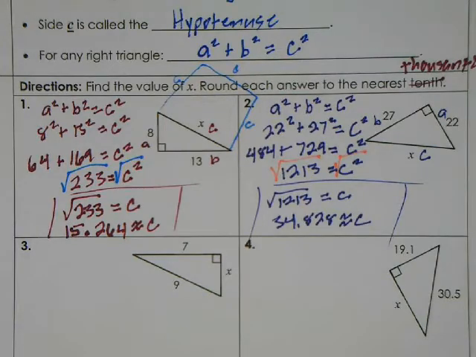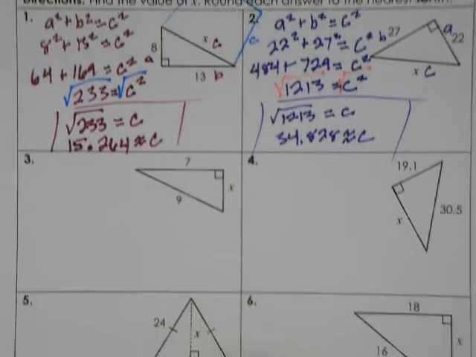Okay, so here's my work for problem number 2. Hopefully you were able to come up with the same solutions as I did for the length of the hypotenuse on example 2. The square root of 1213 would have been the exact answer, and 34.828 would have been the approximate answer. So now let's take a look at example number 3 and 4.